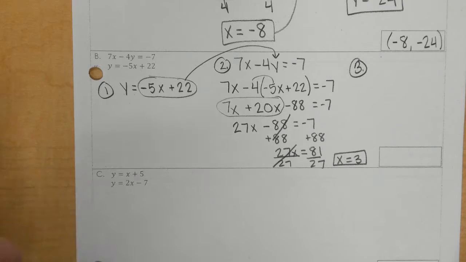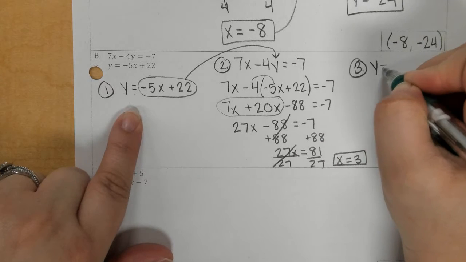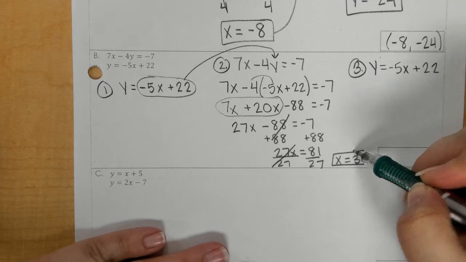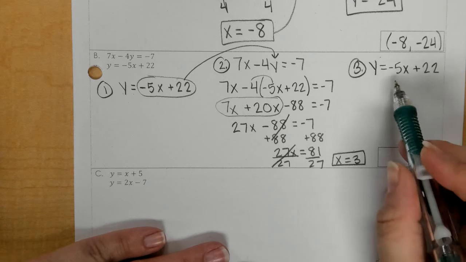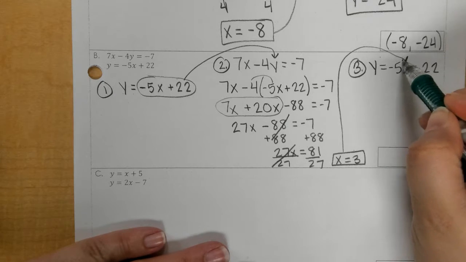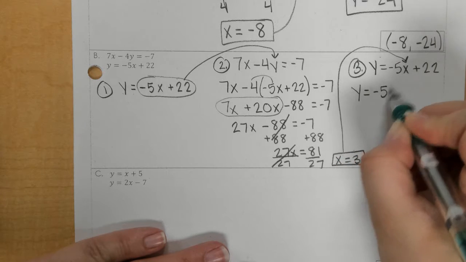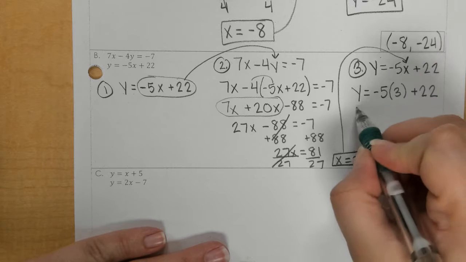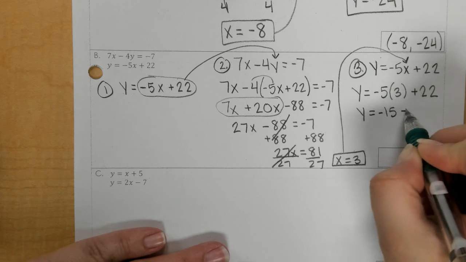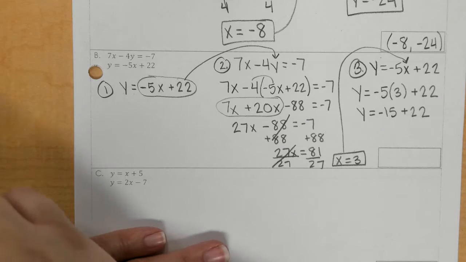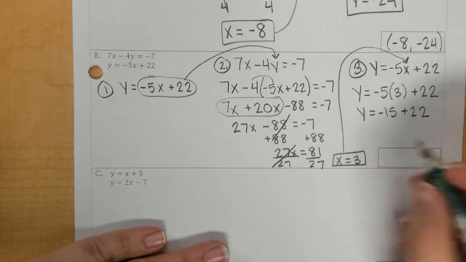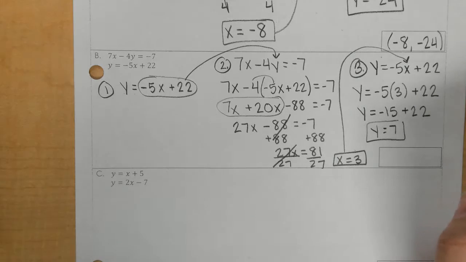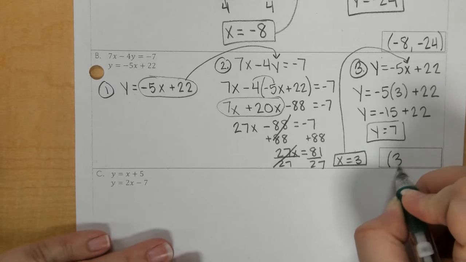So then step 3 says use the first equation. Take this number 3 and plug it in for x up here. So y equals negative 5 times 3 plus 22. Then we multiply and get negative 15 plus 22, and that gives us 7. Again, we have to write our answer as an ordered pair, and so that would be 3, 7.